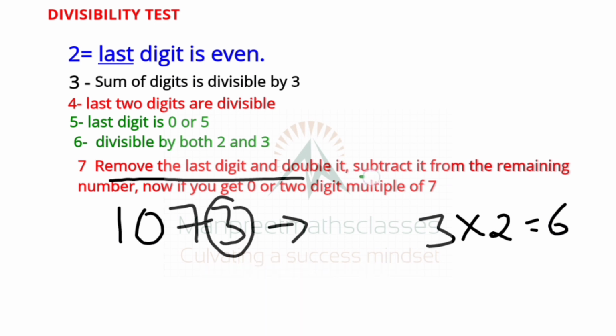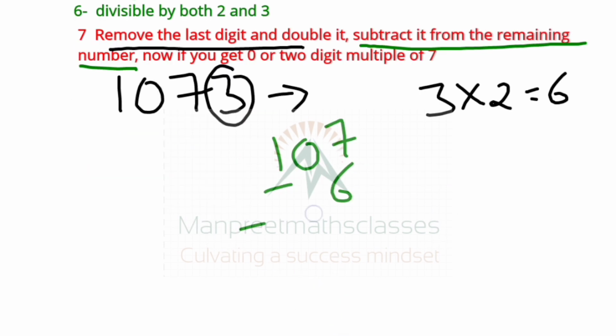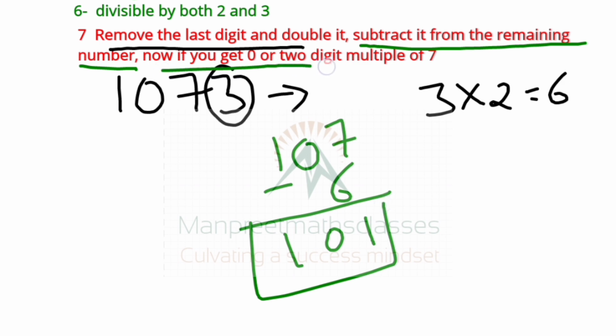Now next they are saying subtract it from the remaining number, means you have to subtract 6 from 107. So 7 minus 6 is 1, 0, 1. So 101. Next they are saying now if you get 0 or a 2-digit multiple of 7. Now here we are not having 0 nor a 2-digit multiple of 7. So you can say the number is not divisible by 7. If you want to check it further, then we can make it a 2-digit number by repeating these steps.